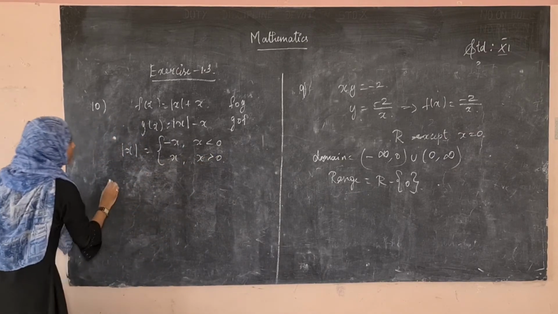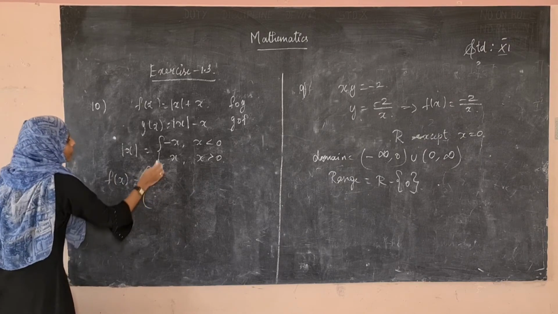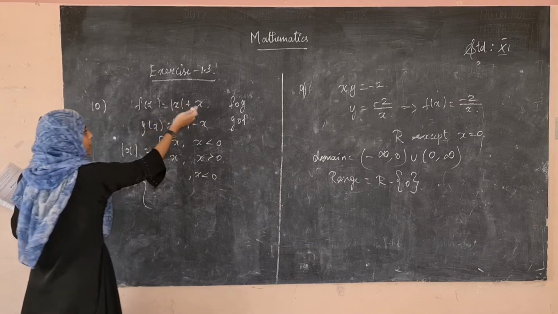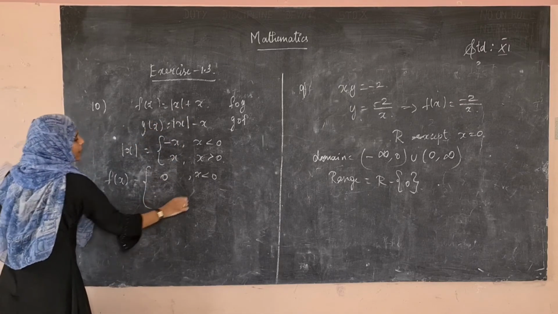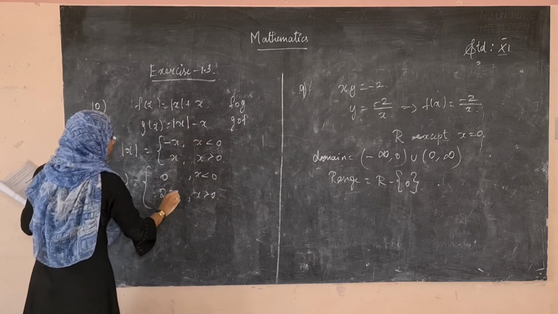Okay. So what does f of x become? f of x will be equal to, if x is less than 0, this becomes minus x. Minus x plus x is 0. If x is greater than 0, this becomes x. x plus x is 2x.